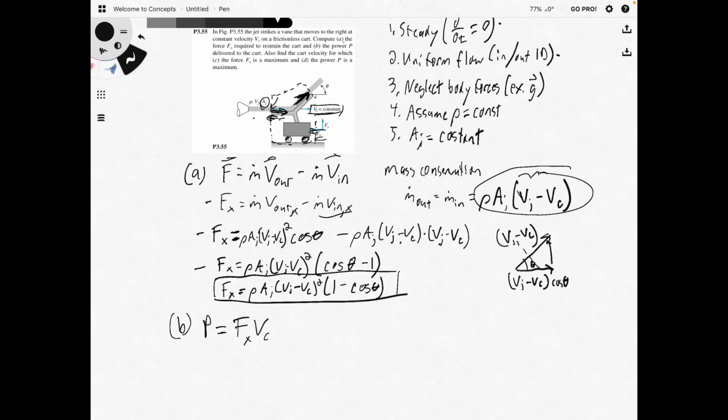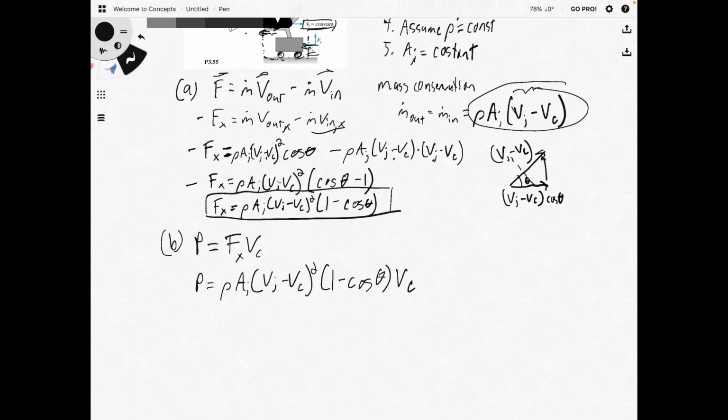And so we can substitute in our term for Fx, and we get that our power is going to be equal to rho times Aj times Vj minus Vc squared times 1 minus cosine of theta times the velocity of the cart. So now in part C, we're asked to find the cart velocity for which the force Fx is a maximum.